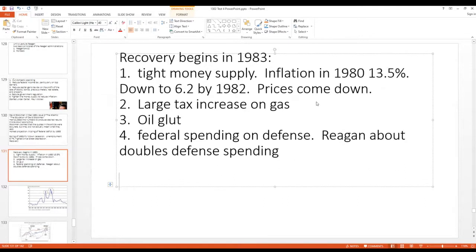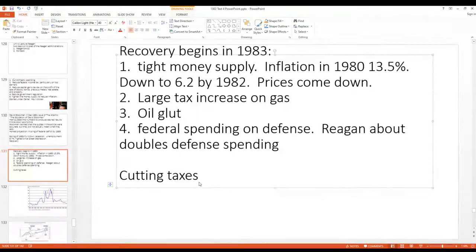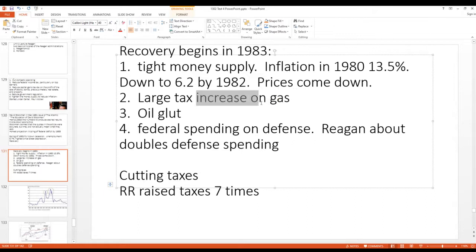Now, Reagan acolytes will tell you that the recovery began solely because of cutting taxes, that nothing else was responsible besides the cutting of taxes. However, what they won't tell you is that taxes were actually raised 7 times under the Reagan administration. There was the gasoline tax I just discussed. There was also, for the first time ever, a tax on Social Security income. No presidential administration had ever taxed Social Security. Okay, but the Reagan administration does it.